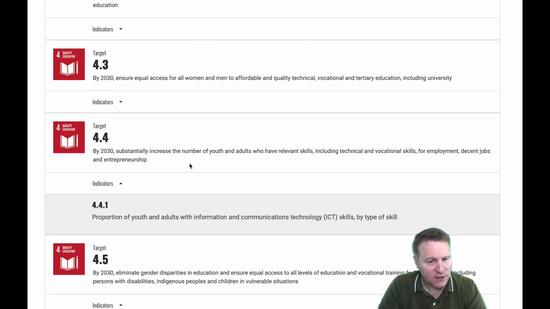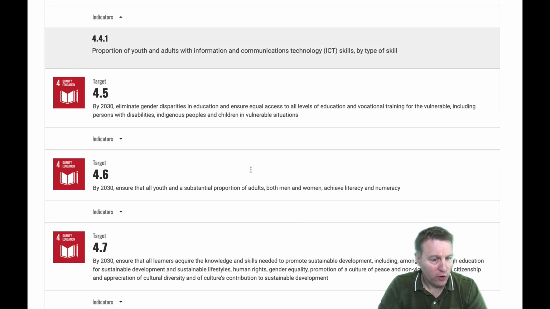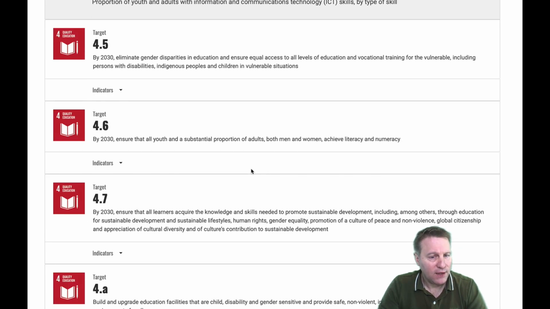If you look at the indicators: proportion of youth and adults with information and communication technology, ICT, skills, by type of skill. Data literacy, what is this, and data science, what this lecture is about, belongs to the big cluster of ICT, typically. Furthermore, there are more targets, and also one target which is addressed by this lecture is 4.7. Ensure that all learners acquire the knowledge and skills needed to promote sustainable development.